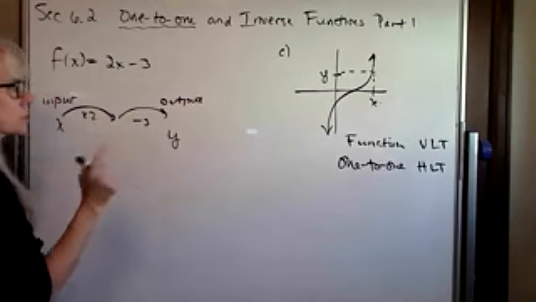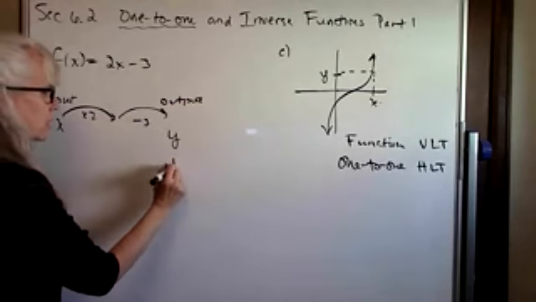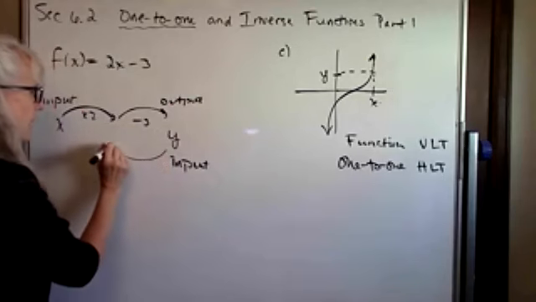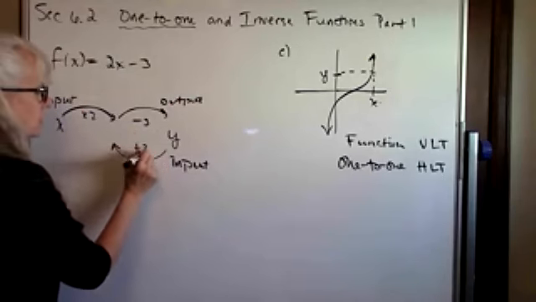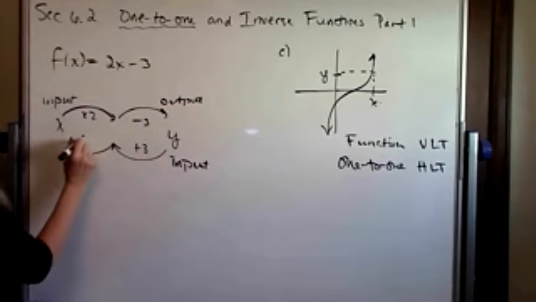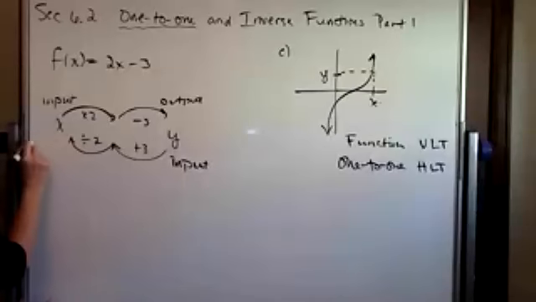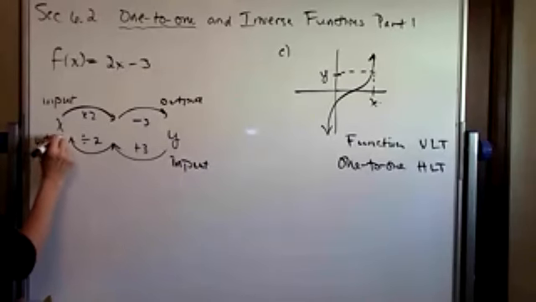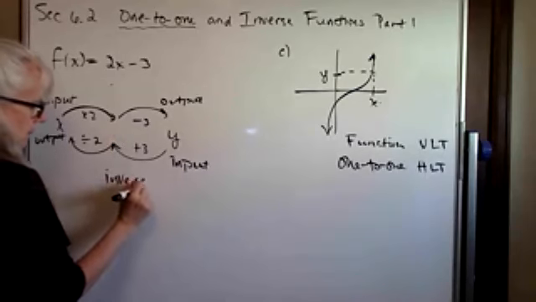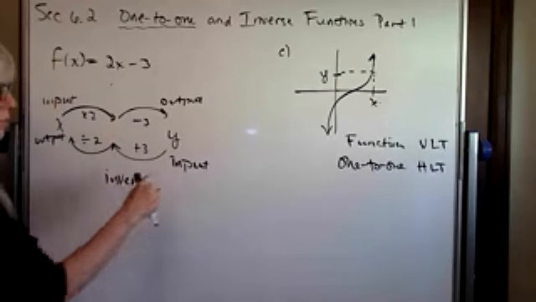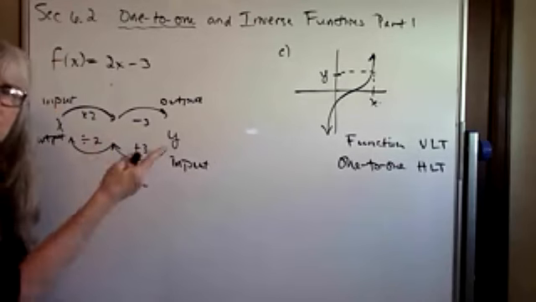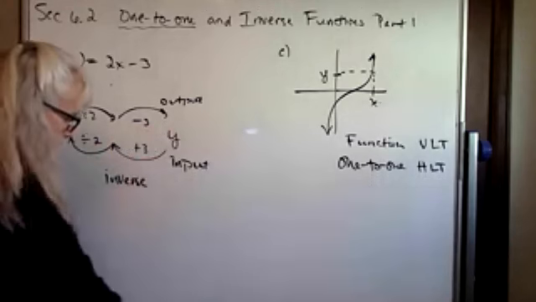So what the inverse function does is it's going to start over here and use this as its input. It's going to have to undo that subtracting 3, so it's going to add 3. And it's going to have to undo that multiplying by 2, so it's going to divide by 2. And we'll get back over here as its output. So this is the function, this is the inverse down here. So in order to take this as its input and give you back this as its output, it has to undo each of those processes.